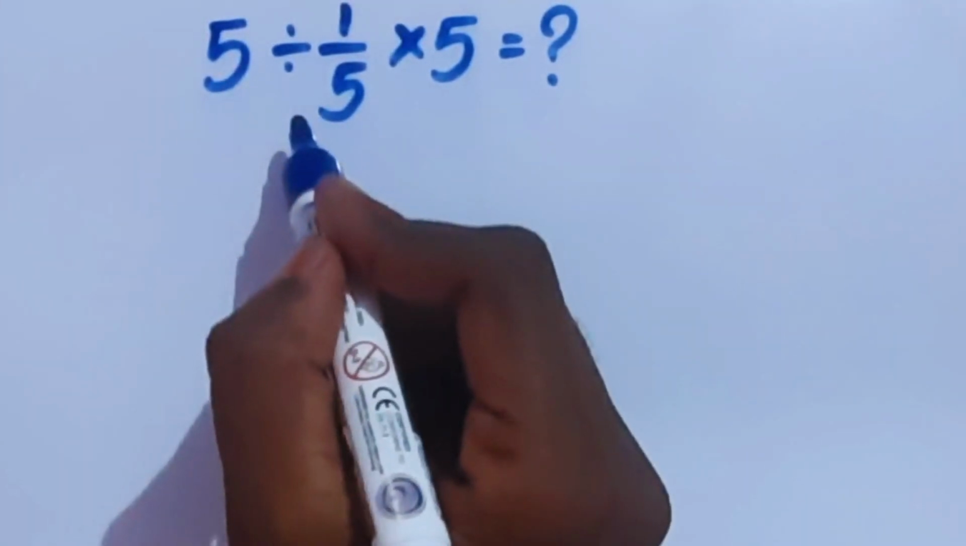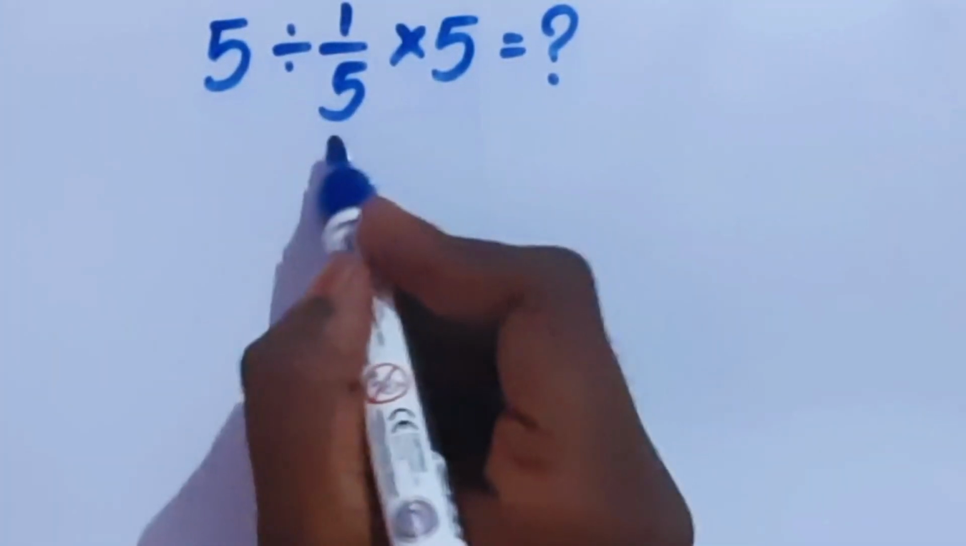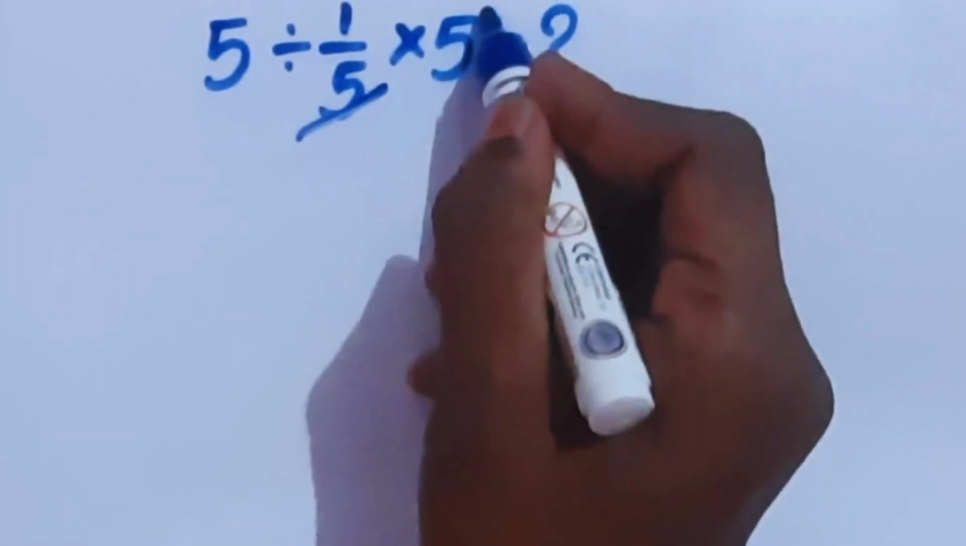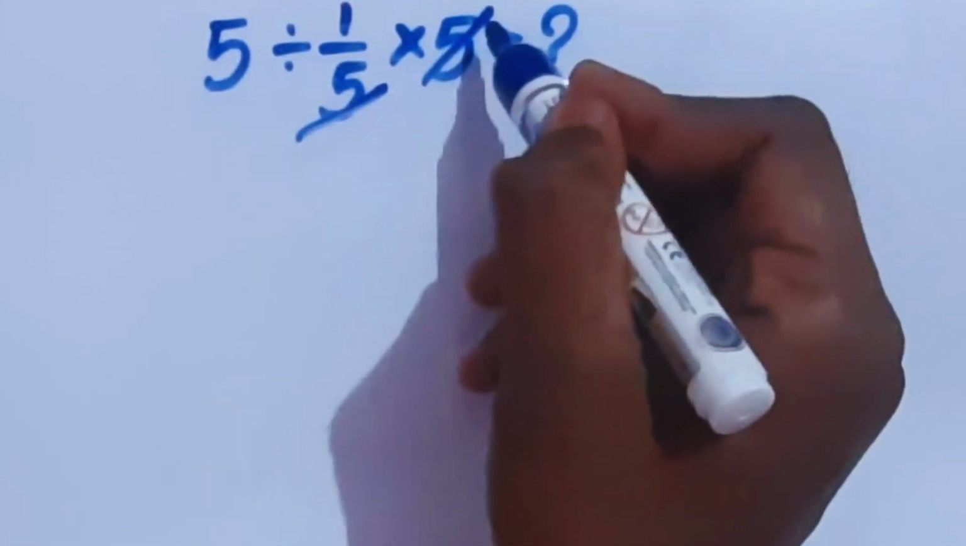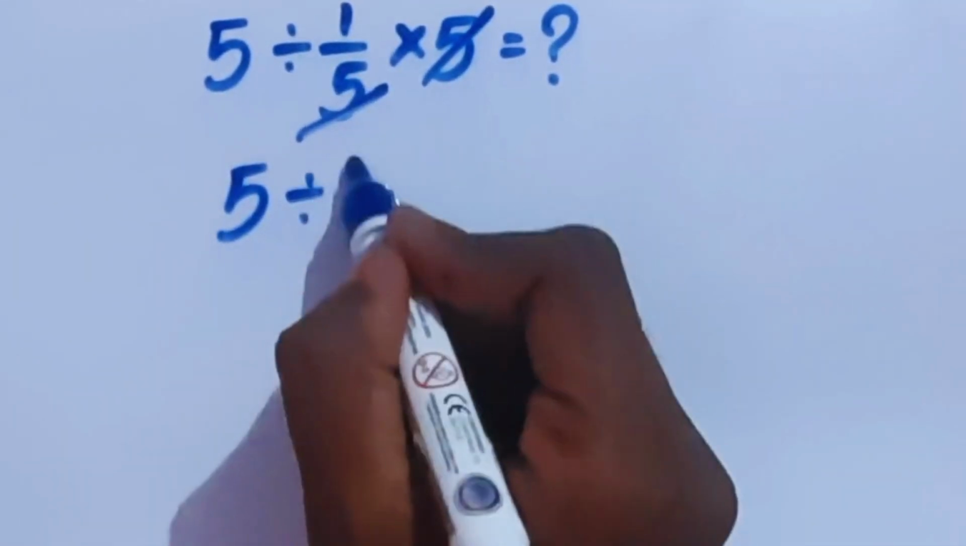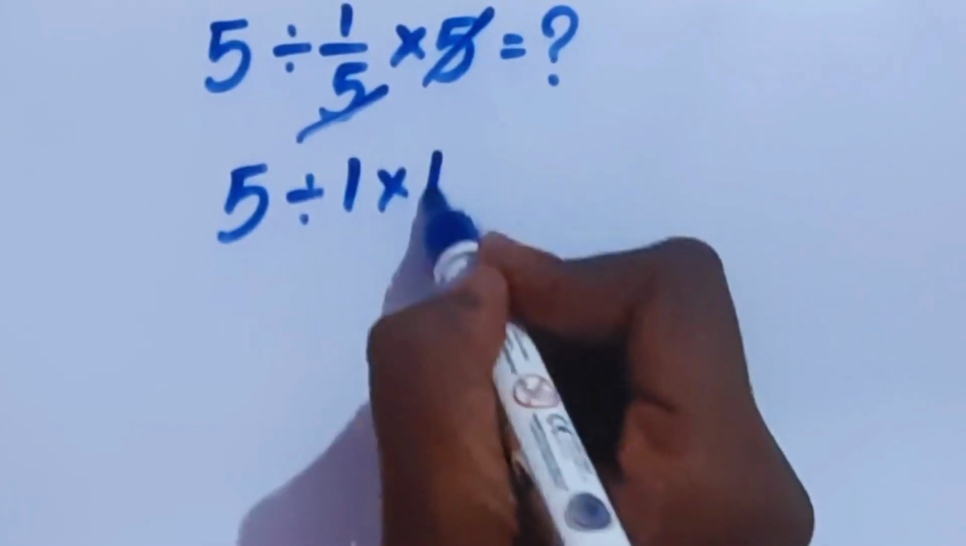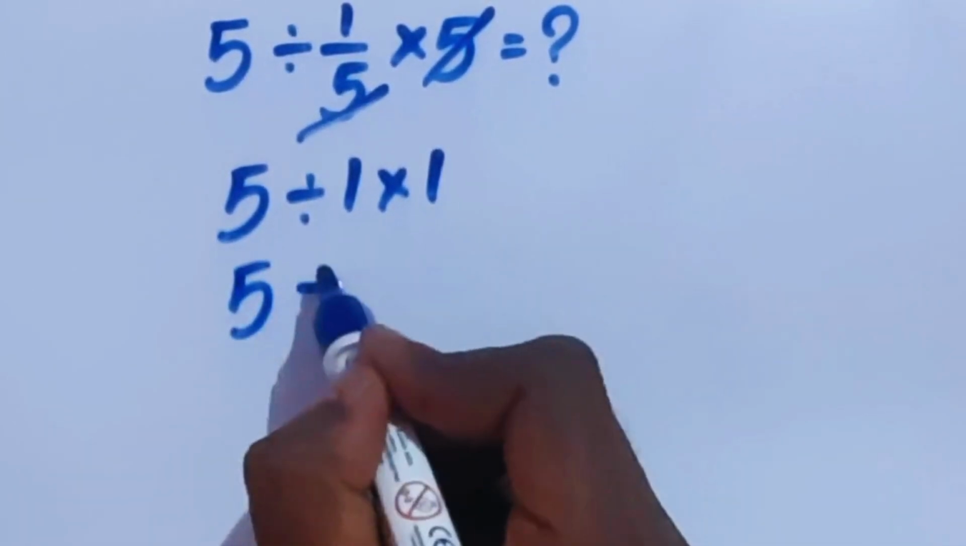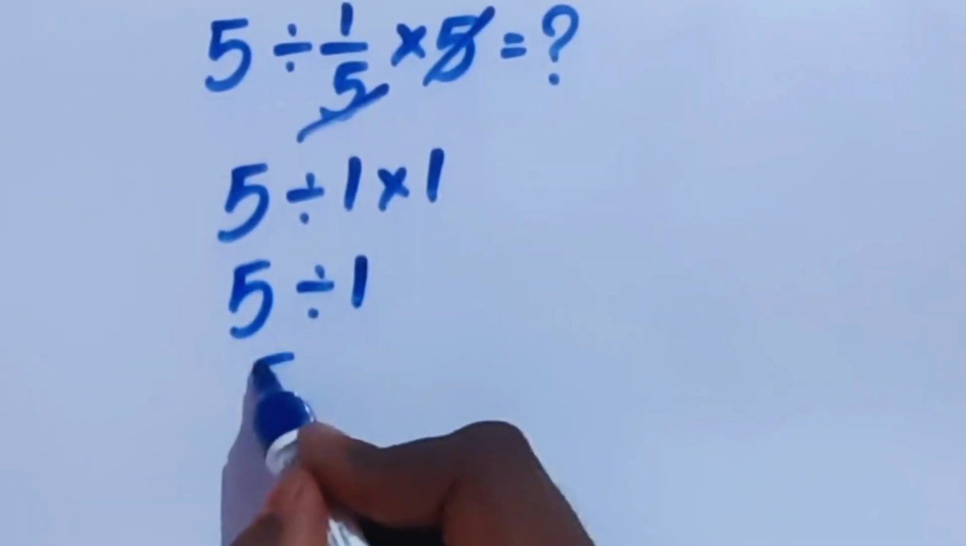Hi guys, most of them get answer 5 in this wrong way. They go here and cancel this 5 with each other, and 5 divided by this 1 times this 1. Now 5 divided by this 1 is 5.